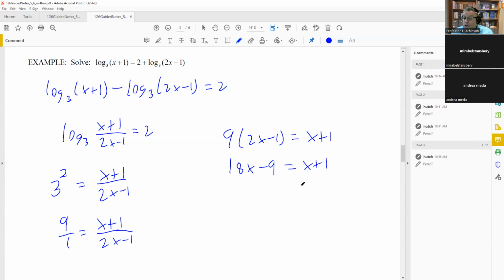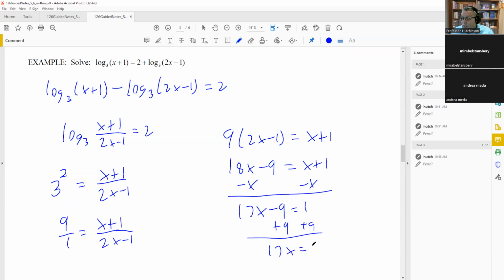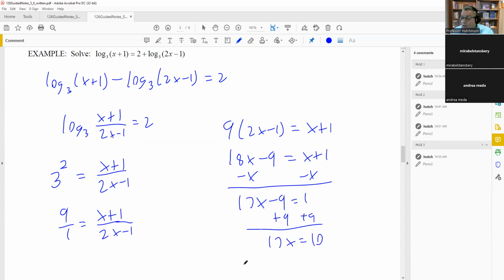We want to subtract the x from both sides, so let's do that next. 17x minus 9 equals 1. Now we're going to add 9 to both sides. 17x equals 10. Okay, and then divide that. We get x equals 10/17.